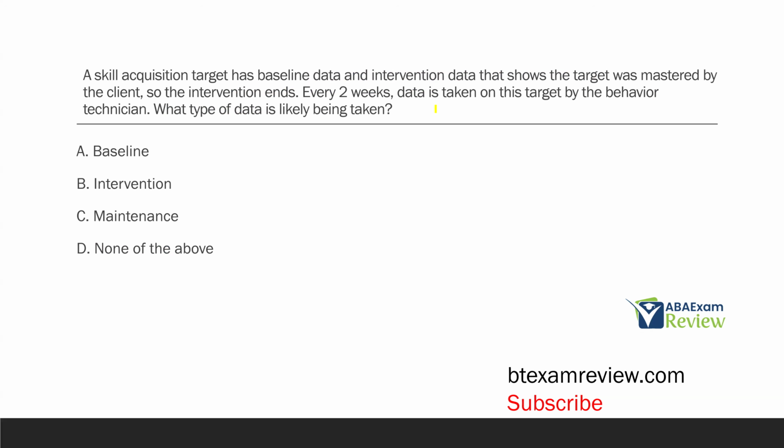A skill acquisition target has baseline data and intervention data that shows the target was mastered by the client, so the intervention ends. Every 2 weeks, data is taken on this target by the behavior technician. What type of data is likely being taken? All right, let's finish with a data collection question. And what do we know? We know a skill target has baseline, has intervention, and was mastered, and the intervention ended.